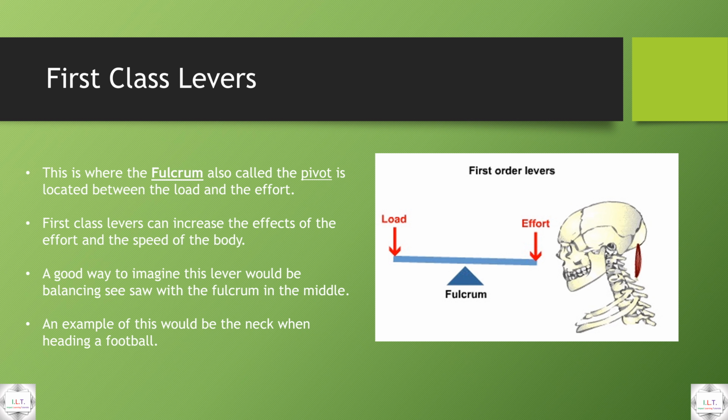A really good way to imagine this would be as if you're balancing a seesaw with the fulcrum or the pivot in the middle. So if you have a look at the diagram on the right hand side of the page, you can see that the fulcrum is in the middle and the load and the effort are either side of this, so it's sort of balanced out. And an example of this would be the neck when heading a football.